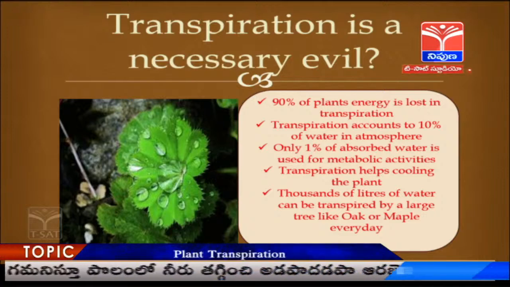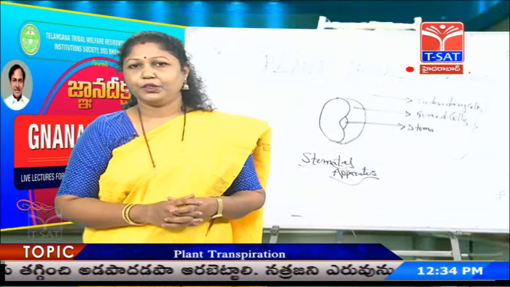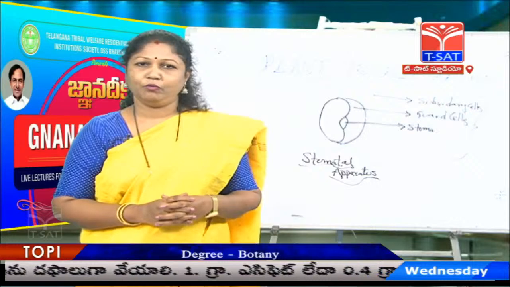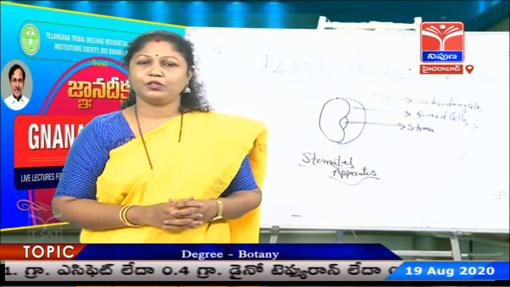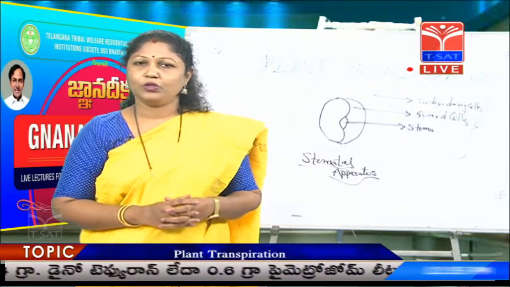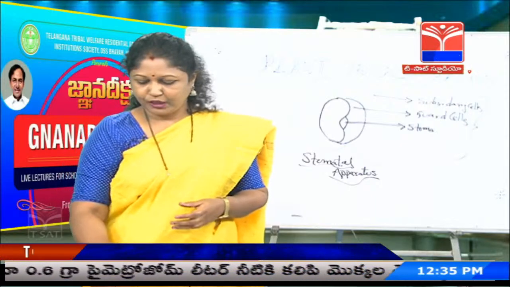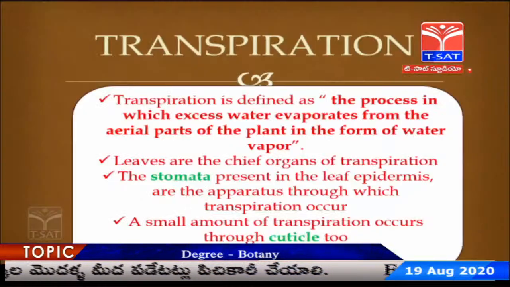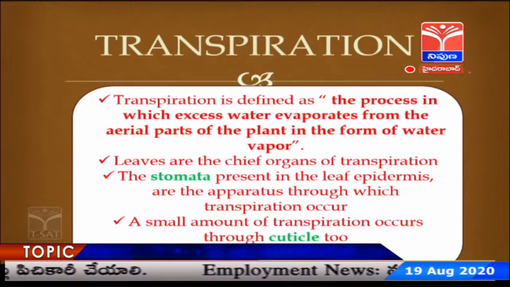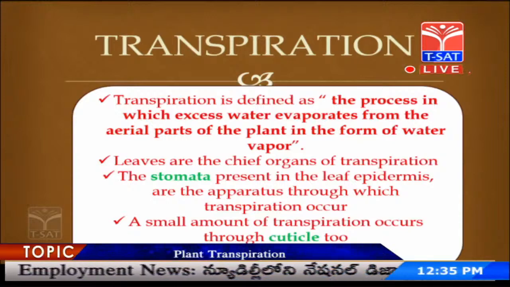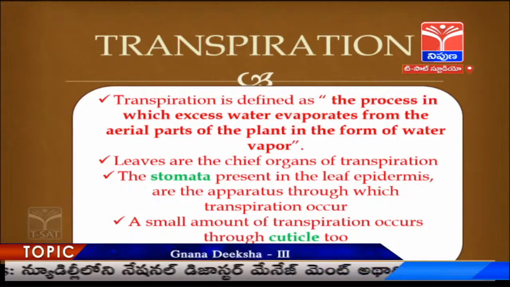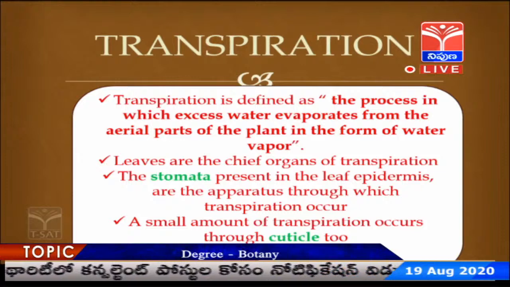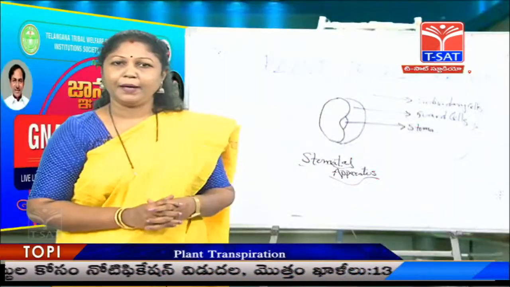You find that, depending upon the kind of species, the amount of water that is lost through this process called transpiration can be thousands and thousands of liters. Okay? That is why it is called a necessary evil. Now, let us look into the definition of transpiration. It is defined as a process in which excess water leaves the plant in the form of water vapor. Okay. And what are the chief organs for this transpiration to occur? It is primarily the leaves.